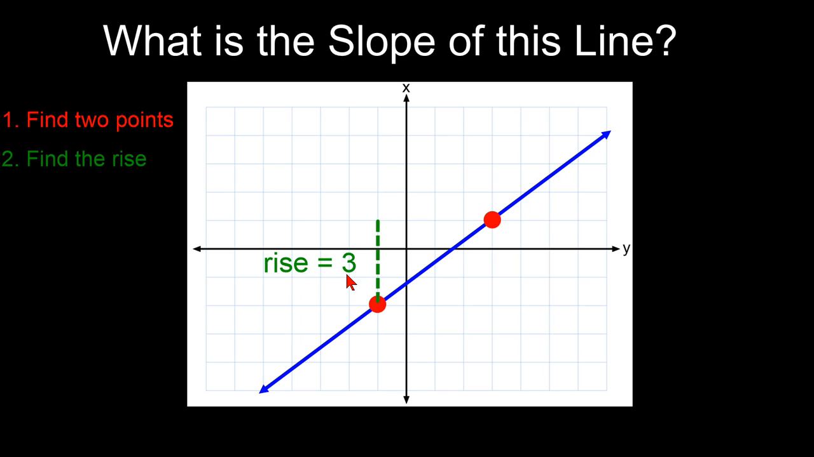Next thing we want to do is find the run. And the run is right here. From left to right, how much you move from one point to the next. And we get 1, 2, 3, 4. The run will be 4.